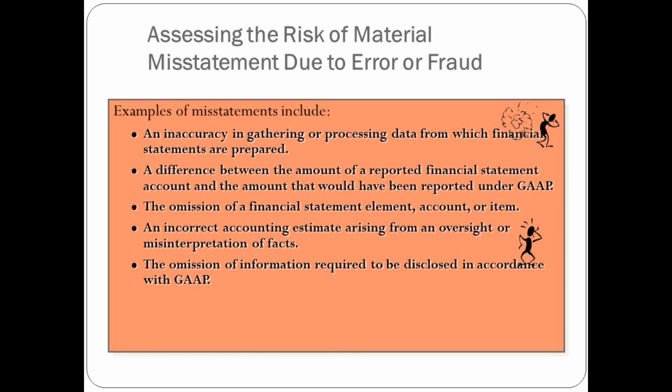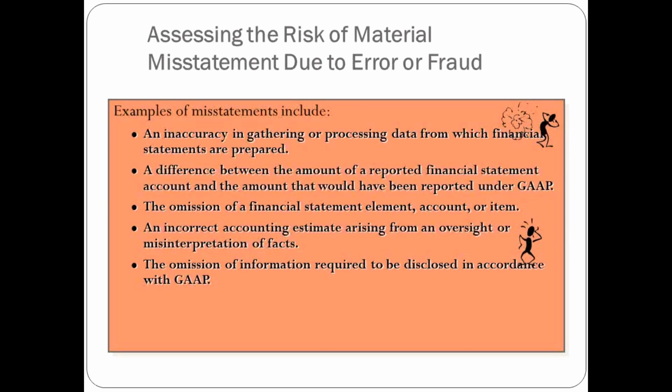Okay, so assessing the risk of material misstatements due to error or fraud. So errors, as you know, are unintentional. People made a mistake. Whereas fraud is intentional. So it could be a misappropriation of assets, or stealing inventory, stealing cash, or fraudulent financial reporting that involves management massaging or managing the numbers to achieve a desired outcome.